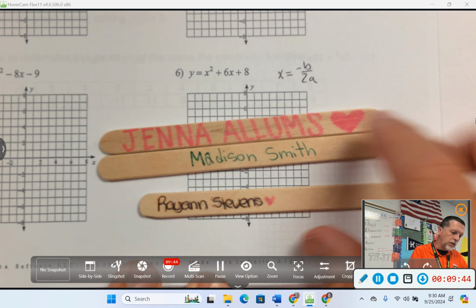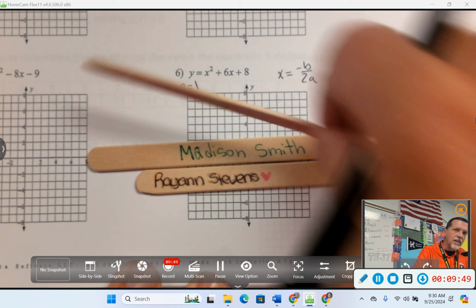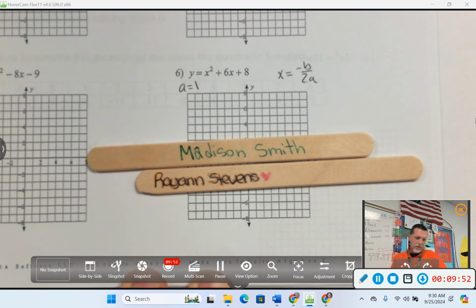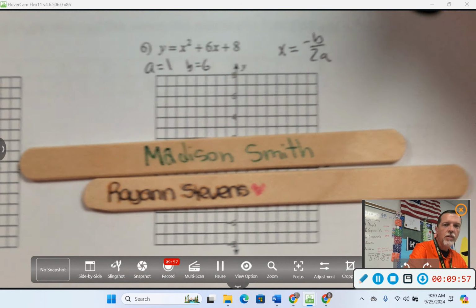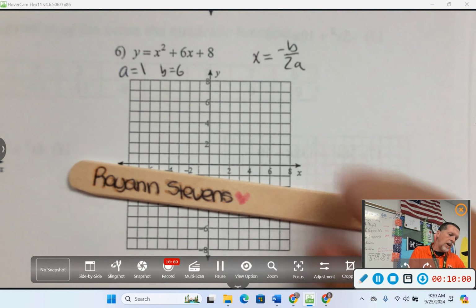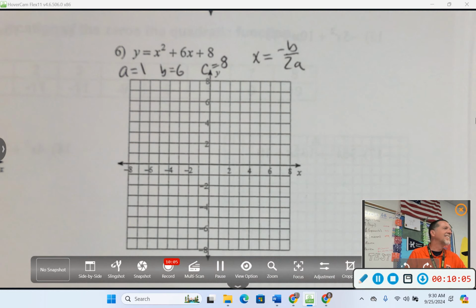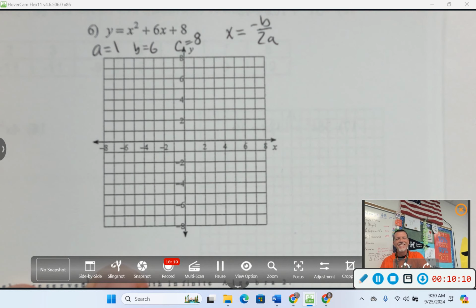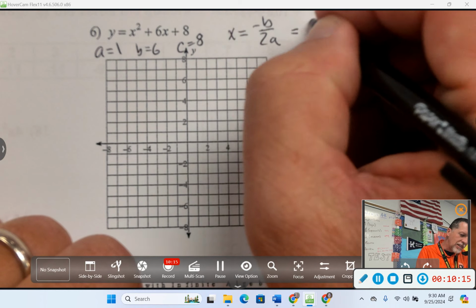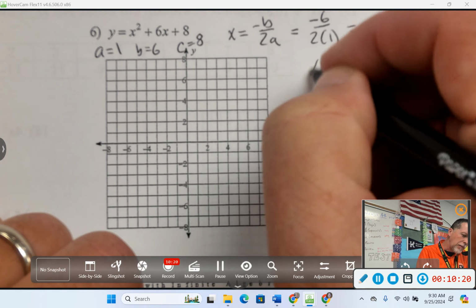What's A equal to in this? 1. Madison, how about B? 6. Okay, good. This is supposed to be easy, but we just got to make sure we recognize who's who here. Rayanne, how about C? 8. A little country twang in your 8 there. Yeah, so now we can plug in B and A. I don't need C yet, but so negative 6 over 2 times 1 would be negative 3.